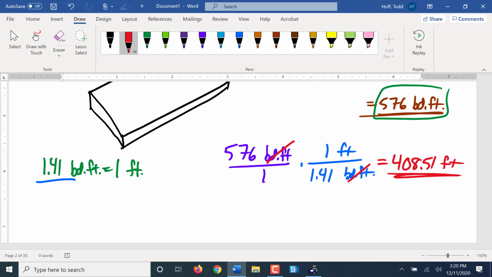Does that make any sense? I'll let you off the hook. Board feet is not on the test, but it's a very important tool to be familiar with.